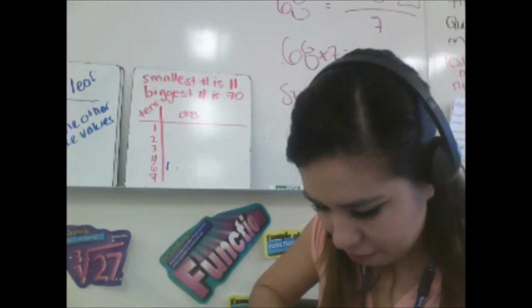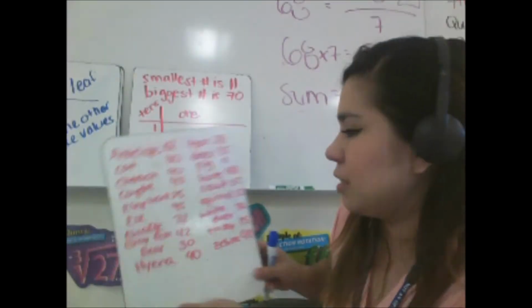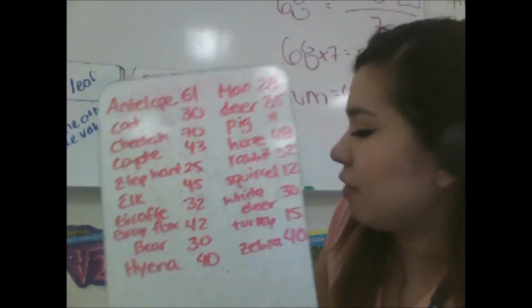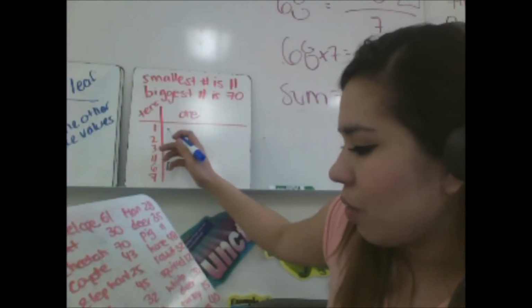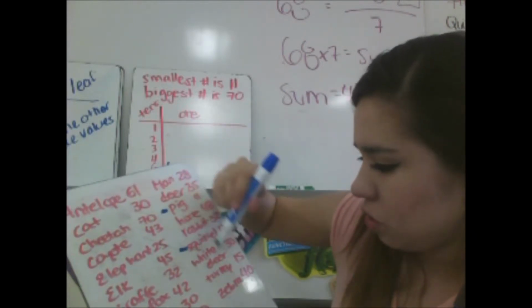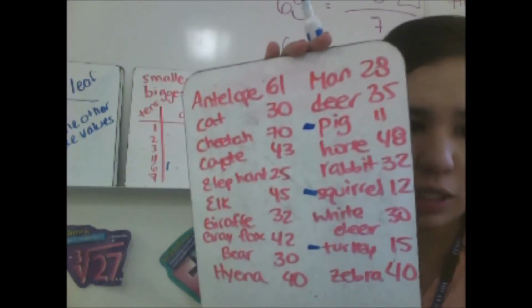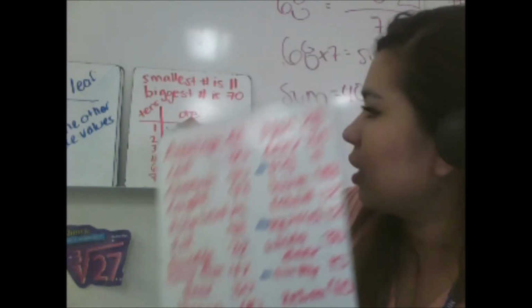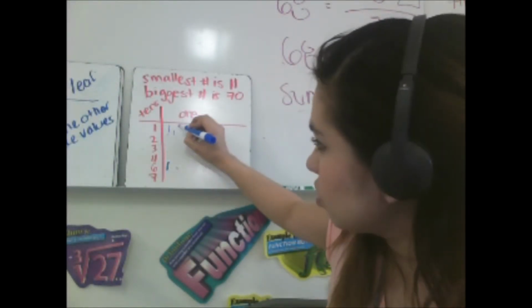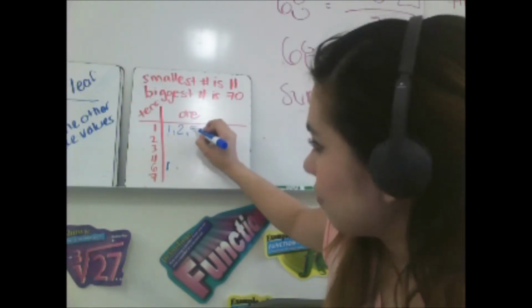And then let's look if we have any other 60s in our data. It looks like I don't have any other 60s, so I would leave it like that. I'm going to go ahead and look at the tens. In the tens place, I have the pig, which is 11, the squirrel, and the turkey. So to set that up, I'm going to put 1 and then 1, since it's 11, and then 1 and 2, and 1 and 5.